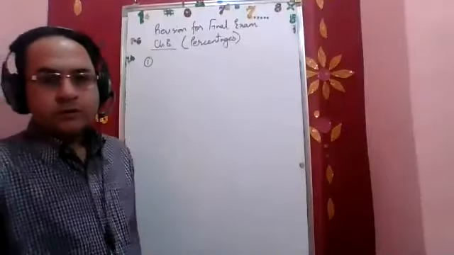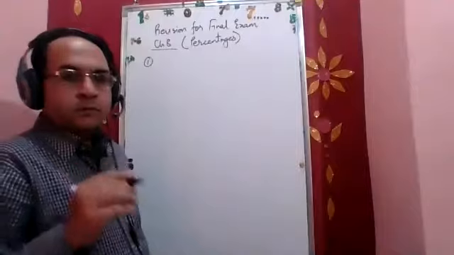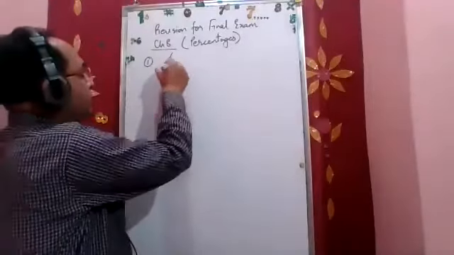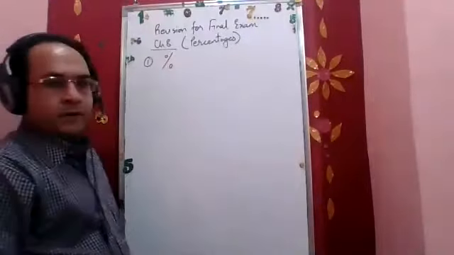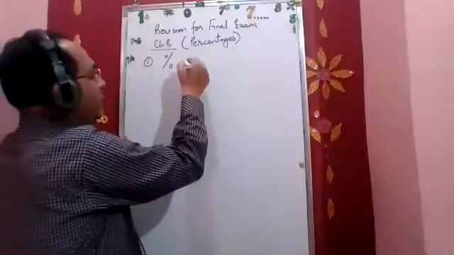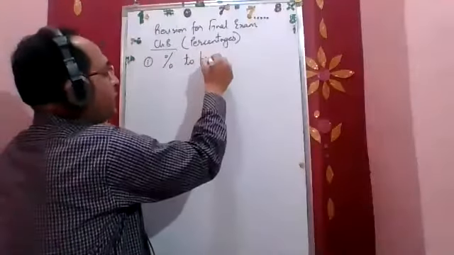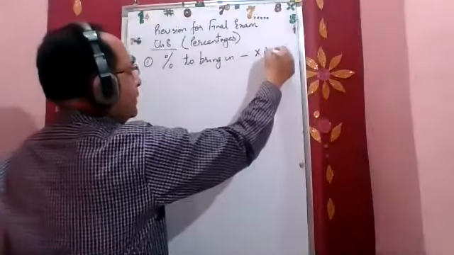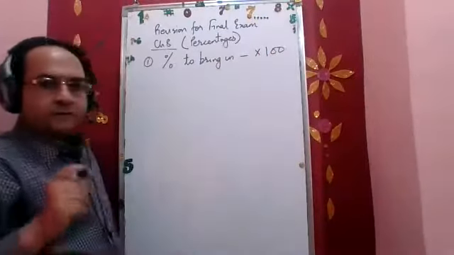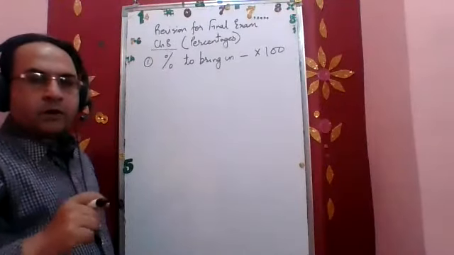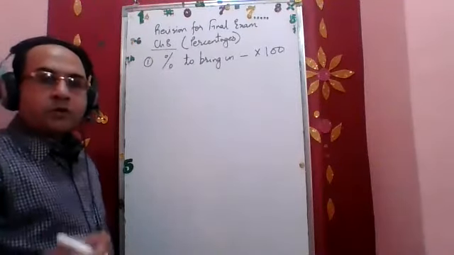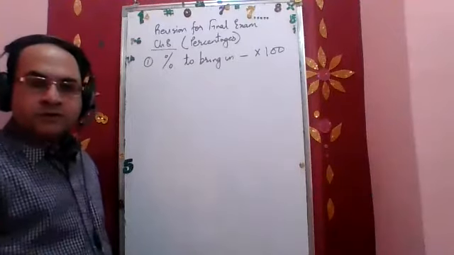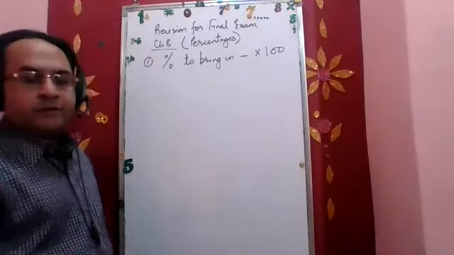Students, talking about percentages, first of all, the symbol. This is the symbol for percentage, right? And when you want to bring in the percent sign, we multiply by 100. That means if there's a fraction or a decimal, and you want to convert it into a percentage, you will have to multiply with 100.